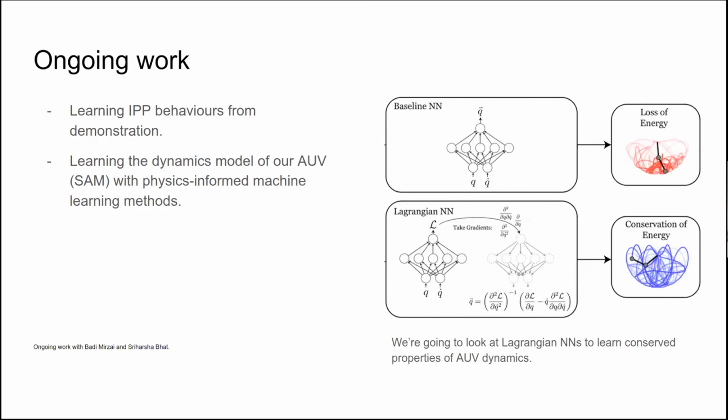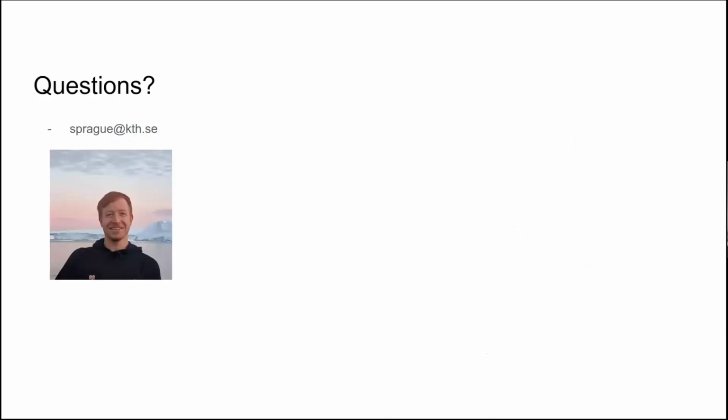And then also, Sriharsha and I are supervising a master's student, Bobby, and he's looking at learning the dynamics of our AUV with these things called Lagrangian neural networks, which is a subset of physics-informed learning. And yeah, the results are pending, but we're hopeful that we'll get something good. That's all I have.